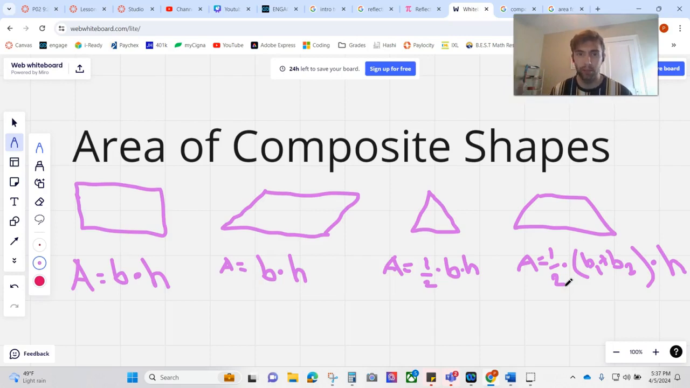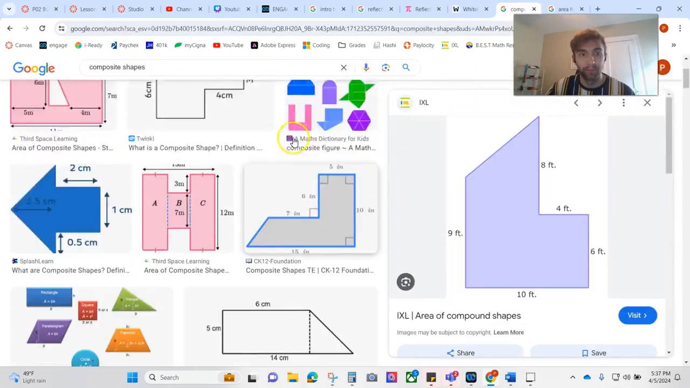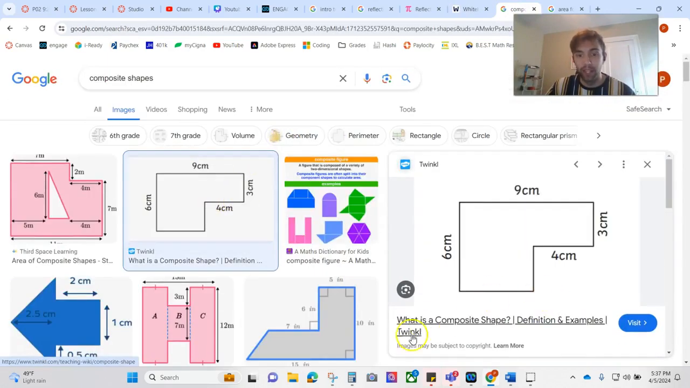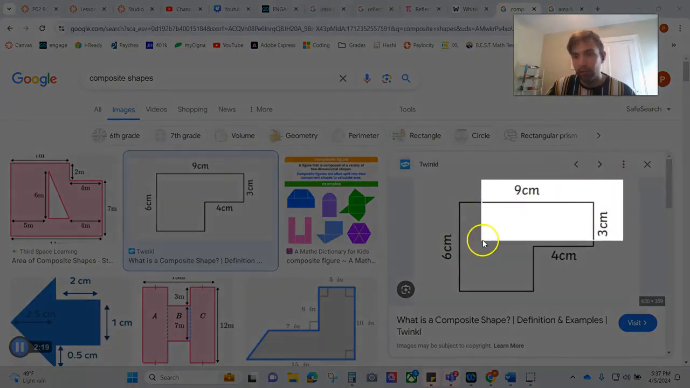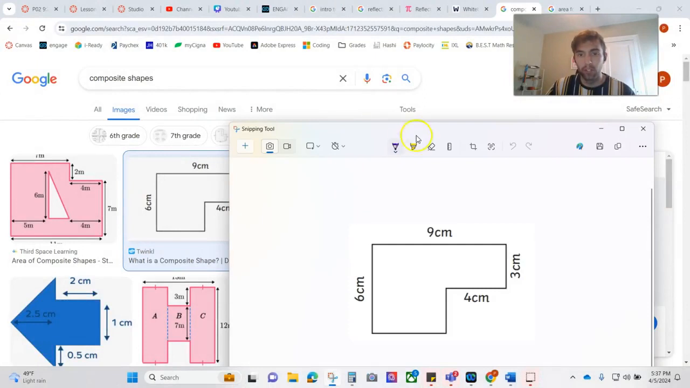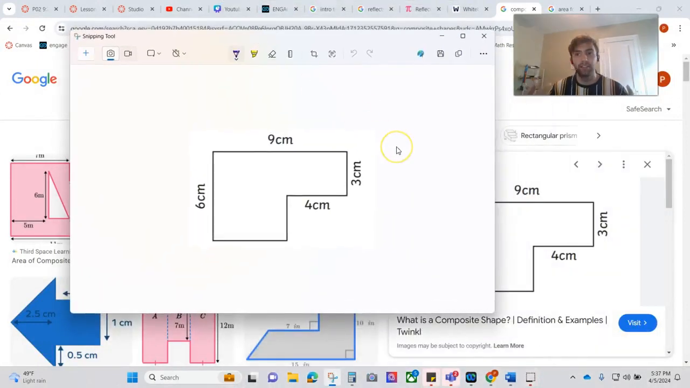All the wacky shapes you're going to see today are made up of these four shapes. And using these four shapes, you can find the area of those wacky shapes. Whoa, let's take a look at one of these wacky shapes. First, we have this wacky shape. What normal shapes do you see inside of this wacky shape?